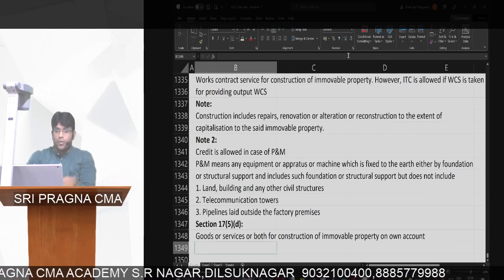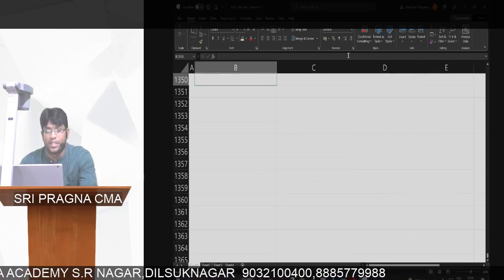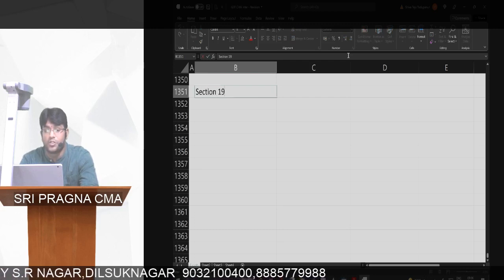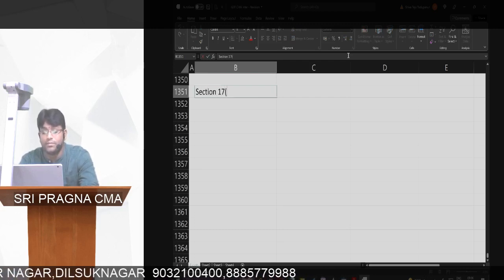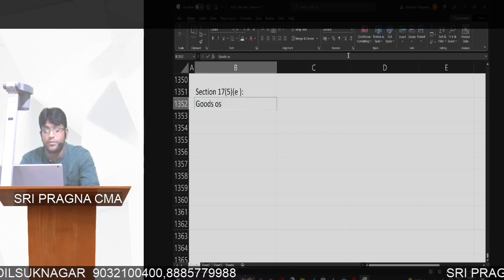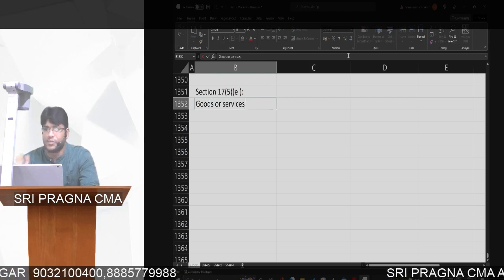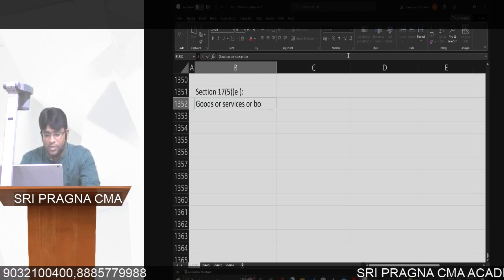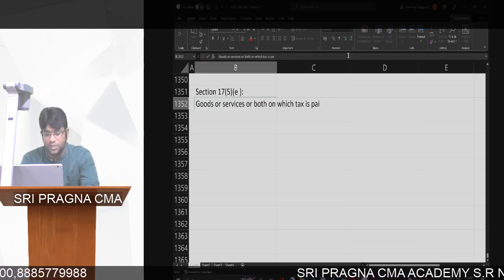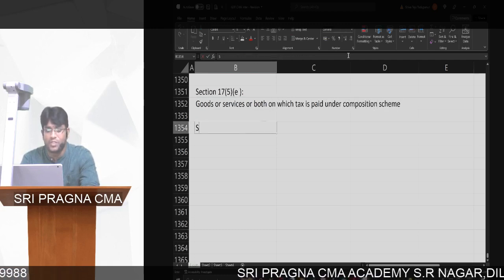So done. What is 17.5 clause C? Works contract service for construction of immovable property. 17.5 clause D: goods or services or both for construction of immovable property on own account. Next, 17.5 clause E: goods or services or both on which tax is paid under the composition scheme. There is no question of credit.